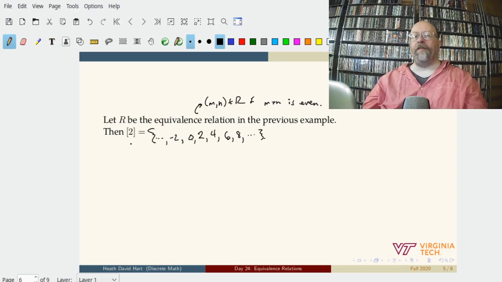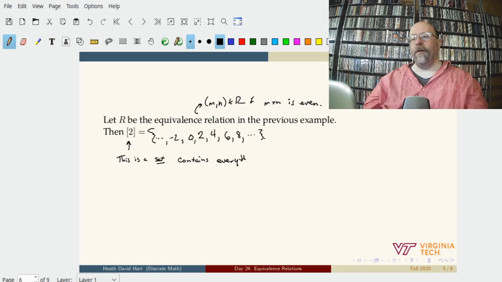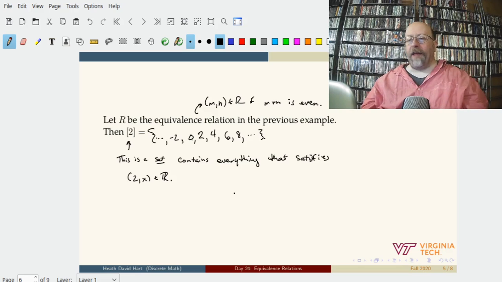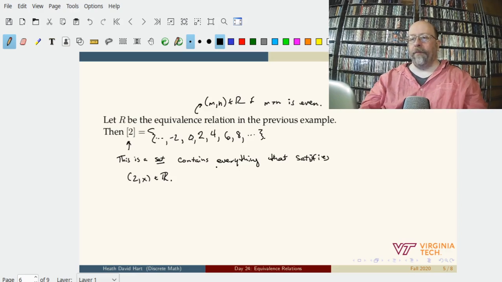The equivalence class of 2 is a set. This is a set, and it contains everything that satisfies (2, x) is in the relation. Okay, everything that would complete the relation with 2. All right.